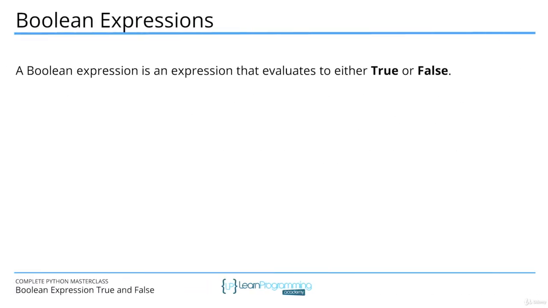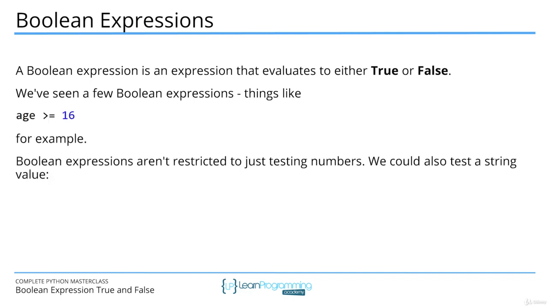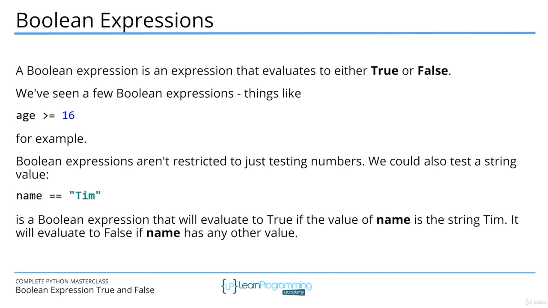A Boolean expression is an expression that evaluates to either true or false. We've seen a few Boolean expressions so far in the course, things like age greater than or equal to 16, for example. Boolean expressions aren't restricted to just testing numbers. We could also test a string value: name is equal to "Tim". That's a Boolean expression that will evaluate to true if the value of name equals the string Tim. It will evaluate to false if name has any other value.